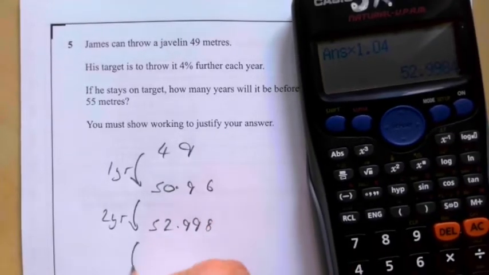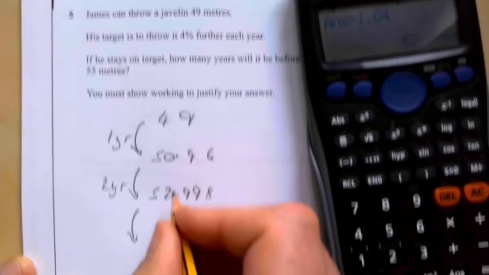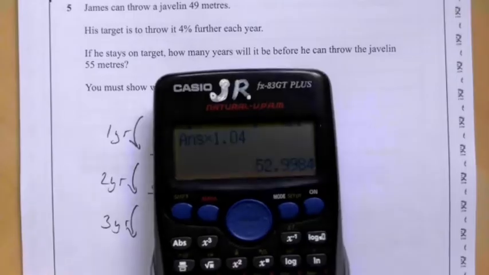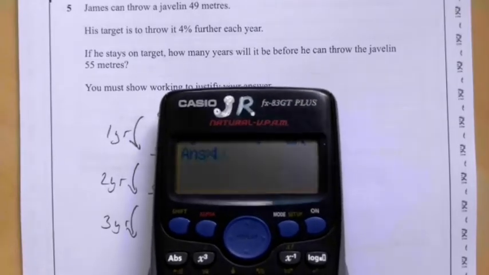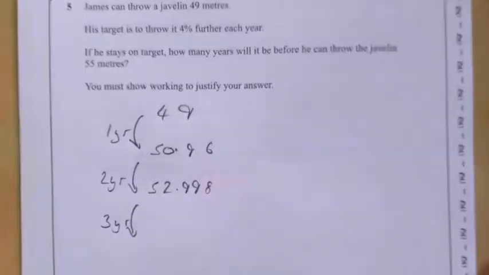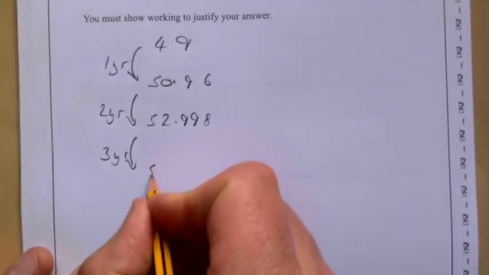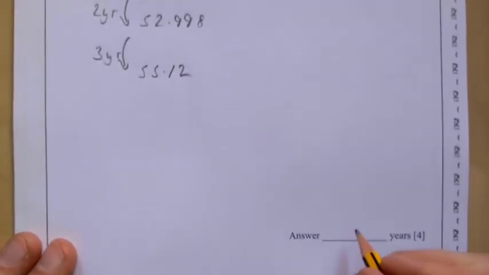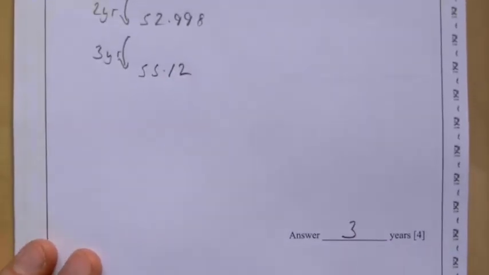52.998. And then this new number again times 1.04. So there's a number in the calculator, multiply by 1.04. That's adding 4% to it, 55.11. So that's now over 55. 55.12 actually, but that's okay. So the answer then is going to be 3 years.